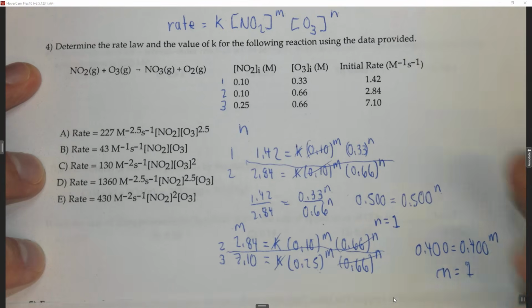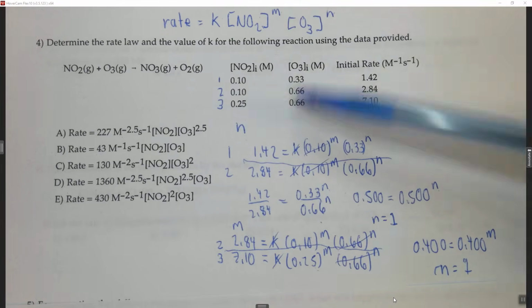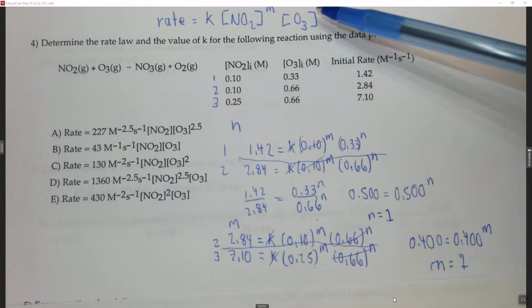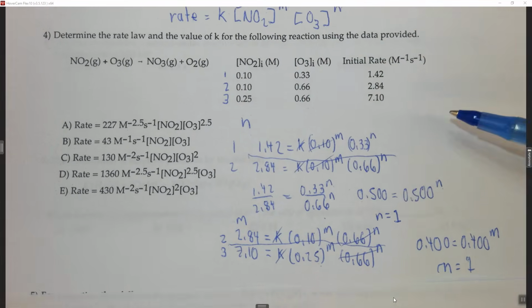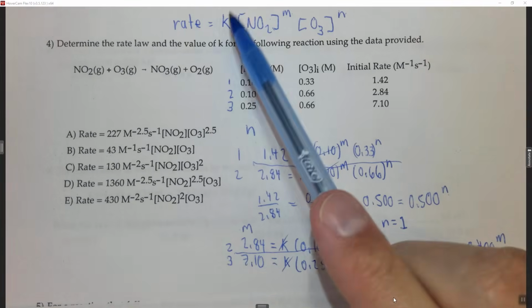All right. So now I found the values of n, m, and n. I also know rate, concentration of this, and concentration of this for each of the trials. So I want to plug in one more time. Why do I want to plug in one more time? Because I want to find k.